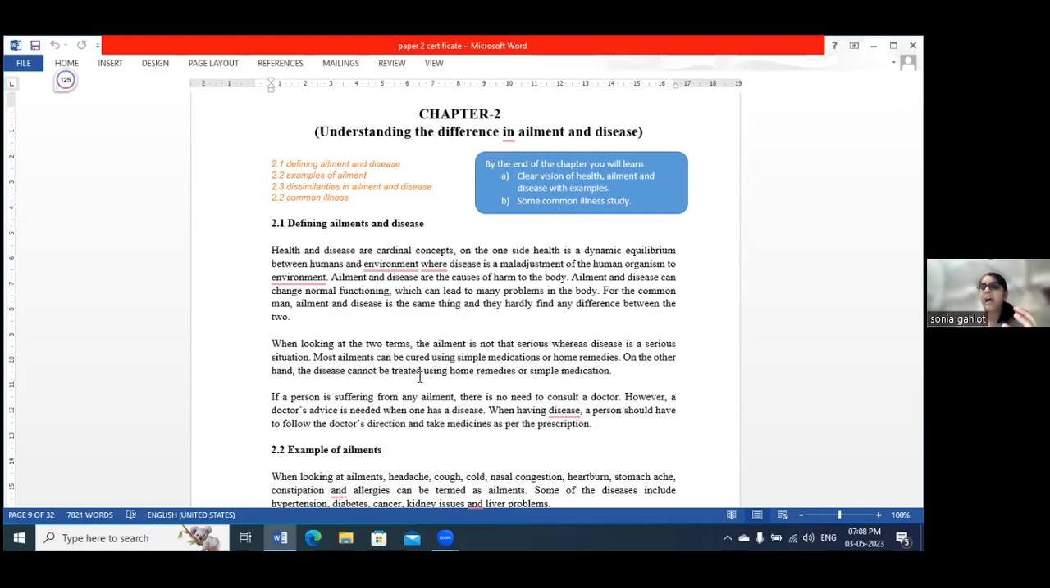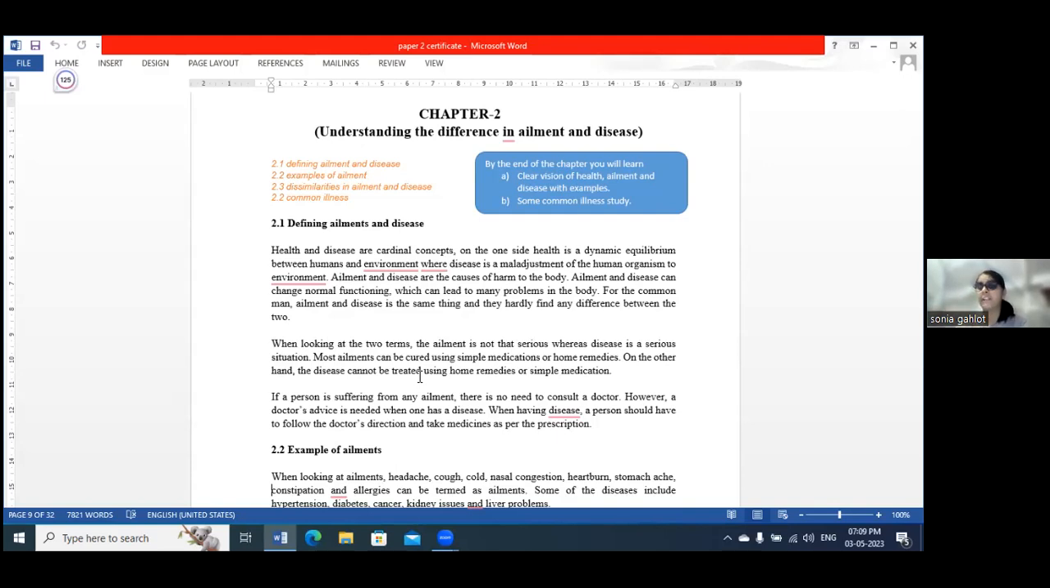Now, health and disease, they both are cordial concepts. Cordial concept means that health can only be affected by a disease, right? Disease is a combination of environment, human, and the organism or the antigen, which is leading to that disease, right? So if I talk about ailment and disease, they both look a little similar in the sense of illness. But there is a huge difference between ailment and disease.